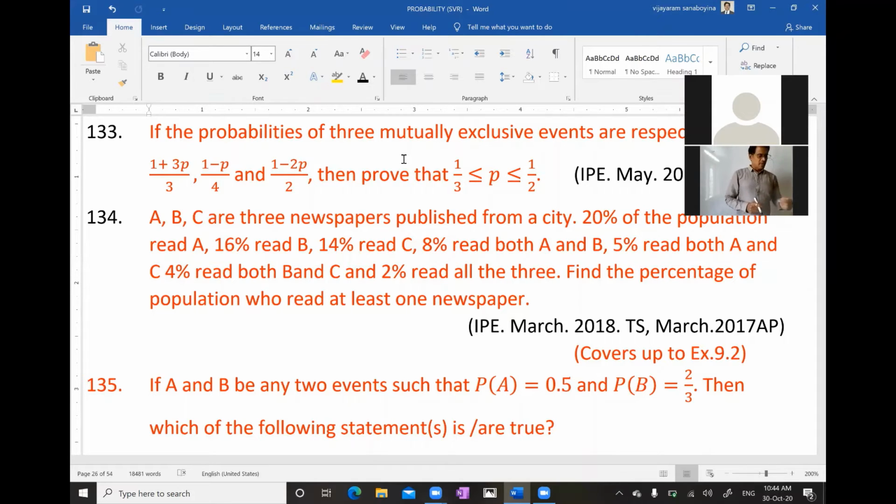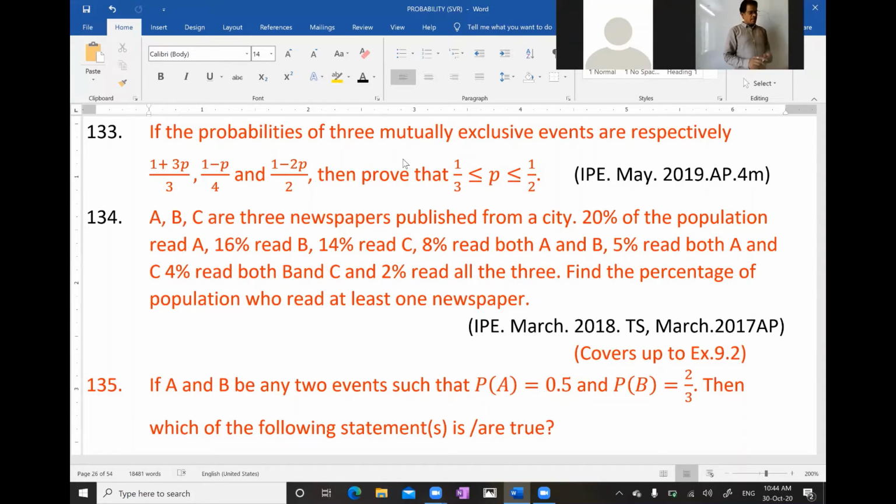MSET and JEE means we can use it directly. Yes, my dear. See that question, my dear. A, B, C are 3 papers published from a city. 20% of the population read A, and this is A, my dear. 20% read A, and 16% read B. This is 16%. Don't write that 16% but B.